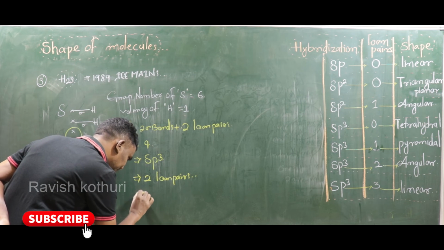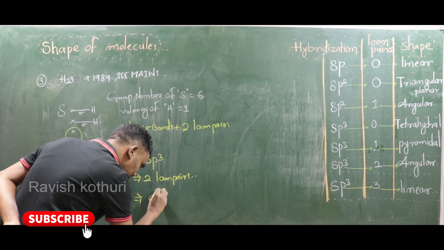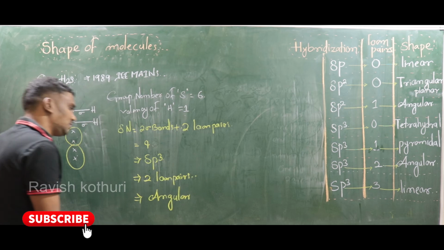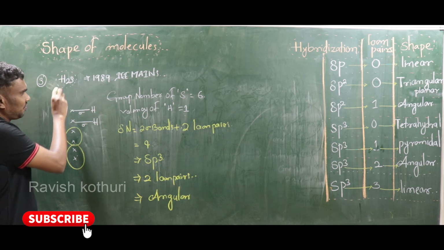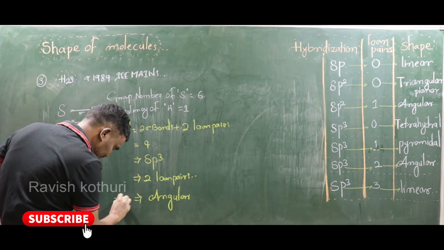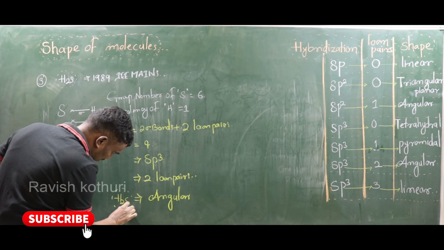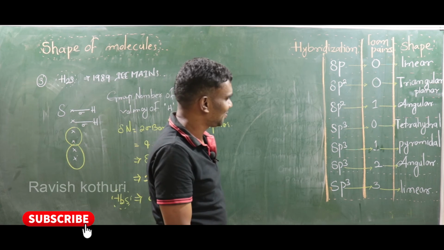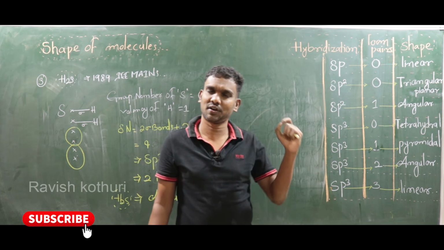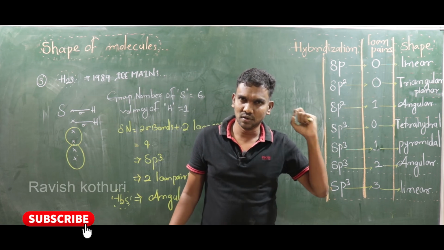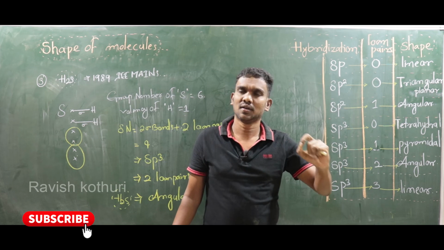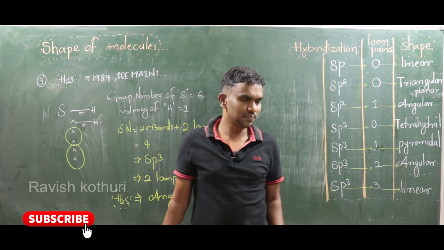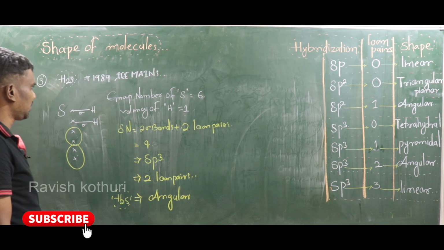So what is the shape? Angular. Shape is angular of H2S. Angular. That's all. See, this table is very important. See, you have to learn, write 10 times or 20 times. It doesn't matter, but you have to write. You have to learn that table. So we'll start. We'll see the next example.